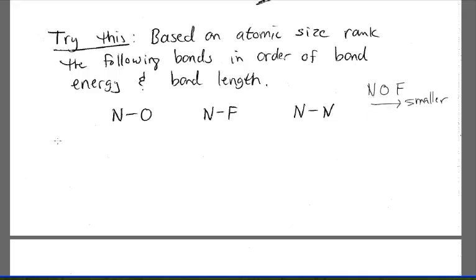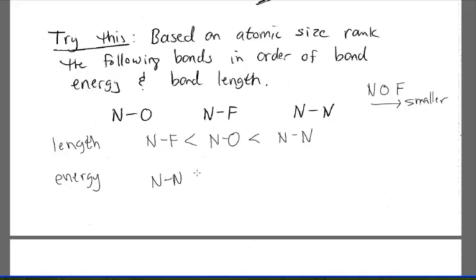So we know that length is based on size, and so the fluorine can get closest, so it's going to be the shortest, followed by the oxygen one, followed by the nitrogen one. Bond energy is basically the opposite trend, because the shorter the bonds, the harder they are to break. So we can just simply reverse this. The nitrogen-nitrogen bond is the weakest, and the nitrogen-fluorine bond is the strongest.